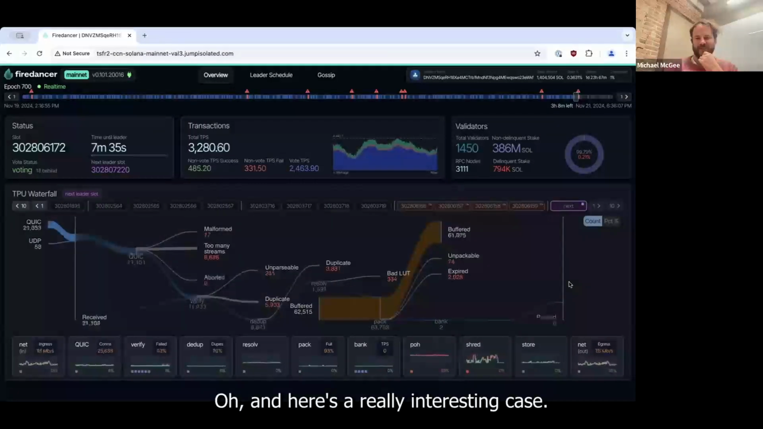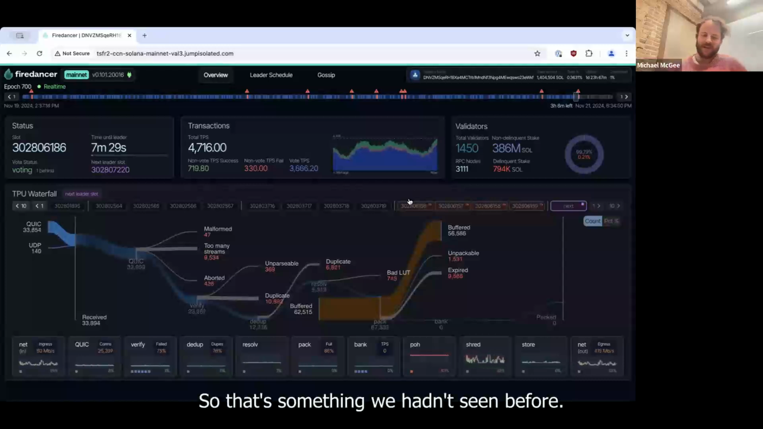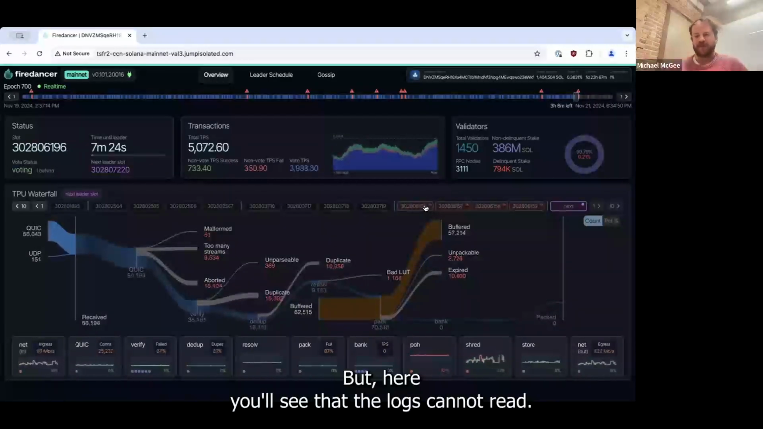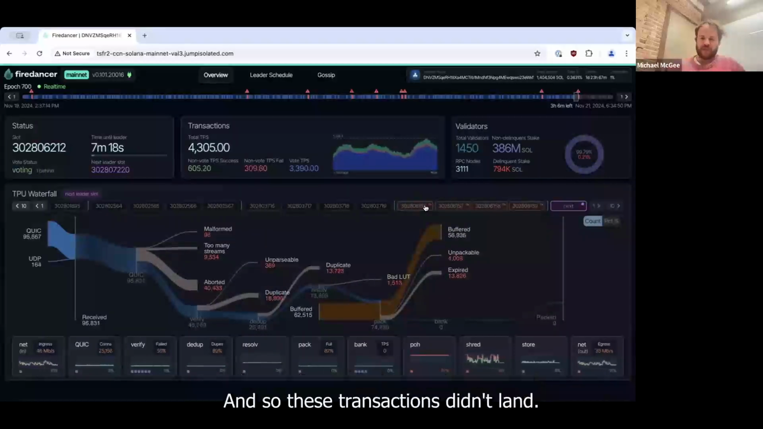Oh, and here's a really interesting case. We skipped a slot. So that's something we hadn't seen before, but here you'll see that the blocks came out red. So they were skipped. The network didn't choose to include the blocks we produced on the chain, and so these transactions didn't land.